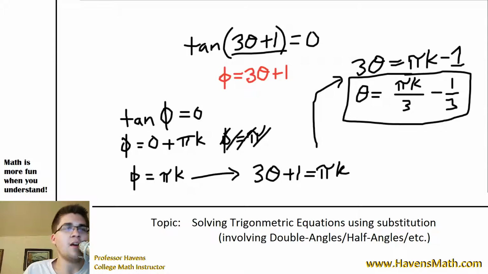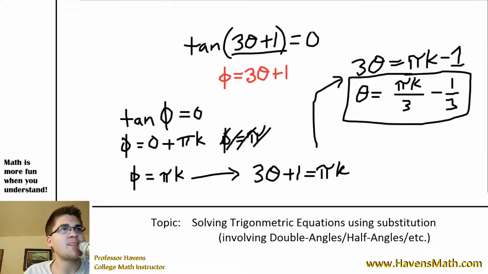And so, again, you could check it out, make sure it works. But notice that if you plug in 0 for k, you would get negative 1/3. If you plug that negative 1/3 back into the original, you'd have negative 1/3 times 3, which is negative 1, plus 1. You get tangent of 0, which is indeed 0. And again, you can verify with your calculator as you change k to 1, 2, 3. All those would also be solutions to the original equation. And so that's kind of the end result.